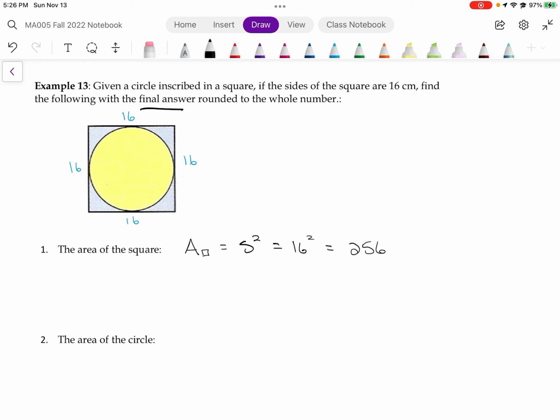What's the unit on that? It says they're centimeters, so let's write centimeters here. I'll be thorough. How's that? All right. So we got centimeters squared.